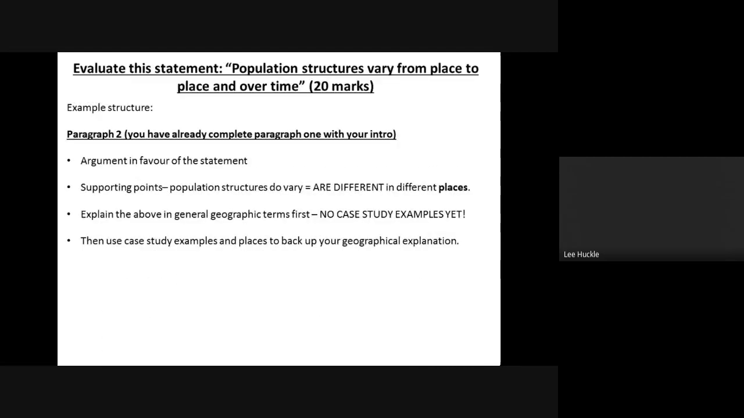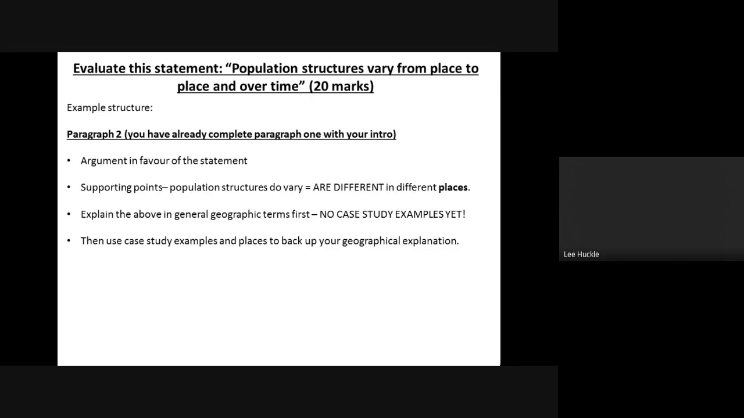Okay, so example structure for your paragraph 2. Now you've already done paragraph 1. Paragraph 1 was your introduction with your key terms. So paragraph 2 is where you jump straight into the argument. So the first point in paragraph 2 is an argument in favour of the statement. Again, you don't have to do it in this order. This is a suggestion. Supporting points: population structures do vary, are different in different places.